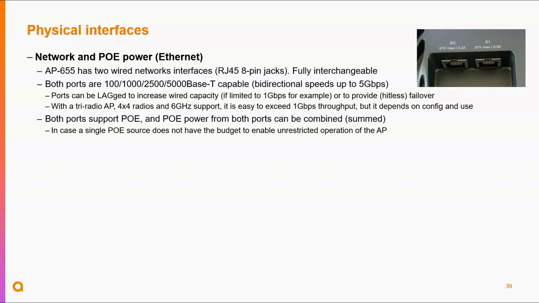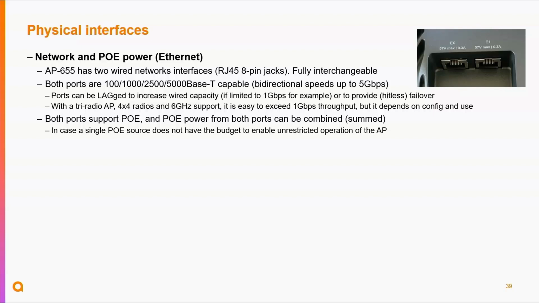Both go up to 5 gigabits per second. In most of your deployments, you probably won't need that to go all the way up to 5 gig, but you potentially can. You can LAG them, or you can do failover between the 2. It is pretty easy on a radio, on an AP like this, in a lab environment, to push so much data through the AP that you can easily exceed 1 gig. However, in most of the real-world deployments, we won't see that happening.